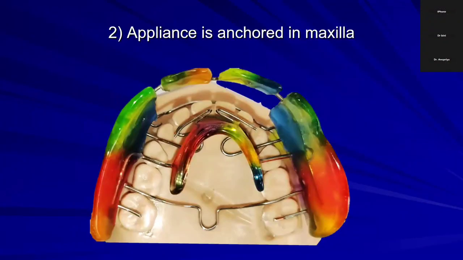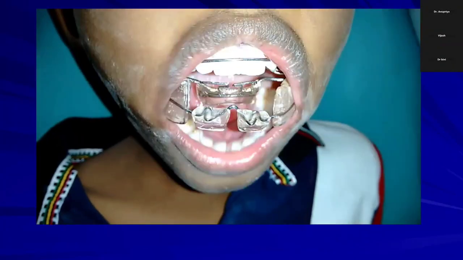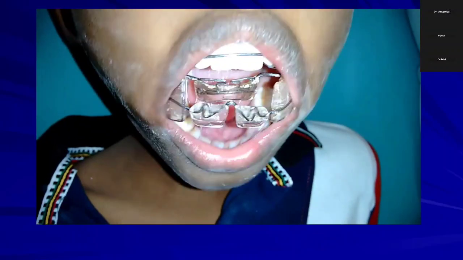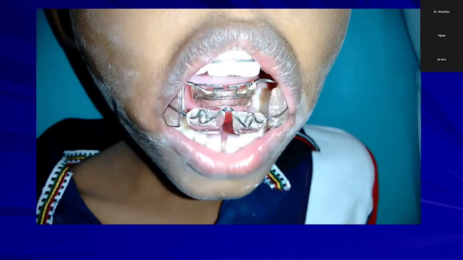The next important component, compared with other customized or prefabricated appliances, is this: when you ask the patient to wear this appliance and open the mouth, it doesn't fall off. The patient can drink, talk and speak with this appliance. They cannot eat with it, but can drink water, talk, and swallow without any effort, because it is anchored in the maxilla. Look at this: the patient opens the mouth, it doesn't fall. He can talk, he can drink water. He should swallow with this appliance.